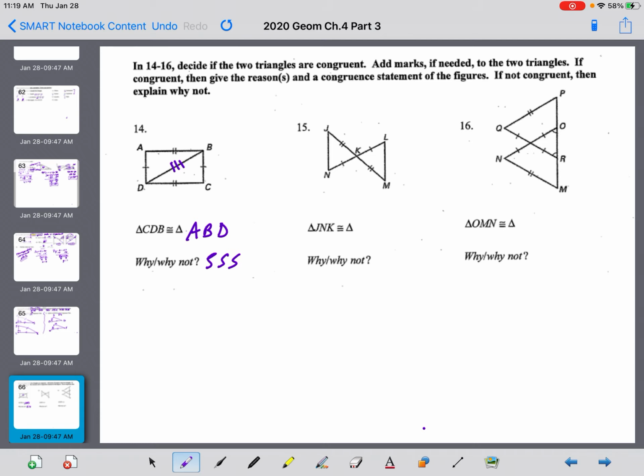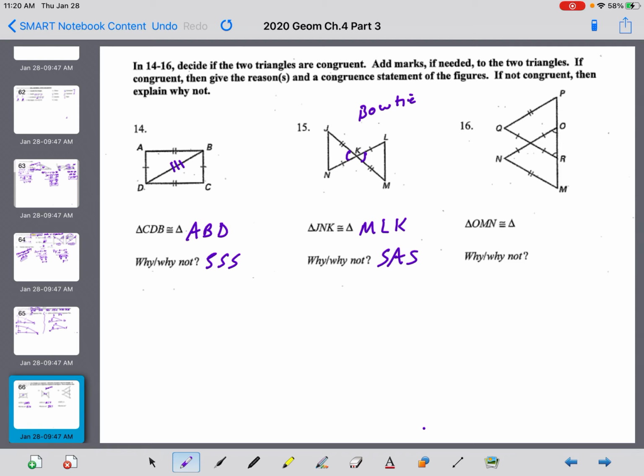Bow tie, number 15, little bow tie picture. Anytime I see a bow tie picture, if it's not marked, mark the vertical angles. So put these angles to the left and the right of K. Oh, that's SAS, because it's a tick, the arc, and the double tick. So they went triangle JNK. So they go across the unmarked and then the single. So I'd have to go MLK, Martin Luther King. MLK, because that would be the only order that matches.